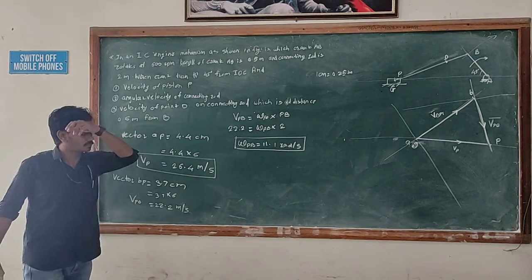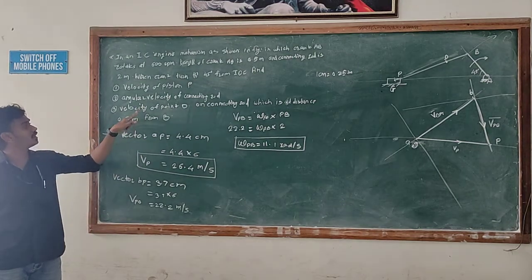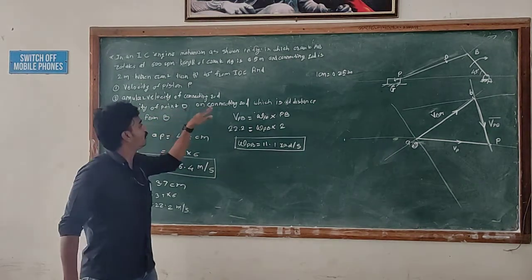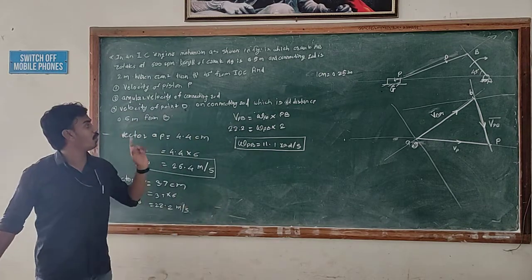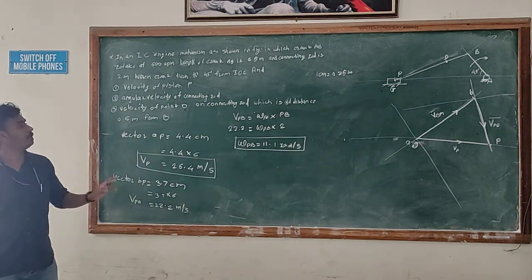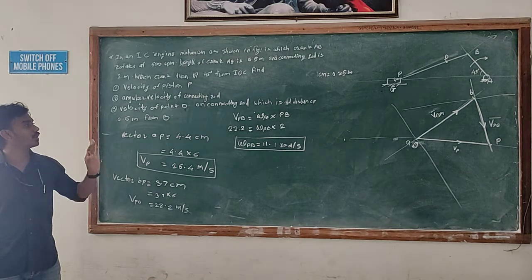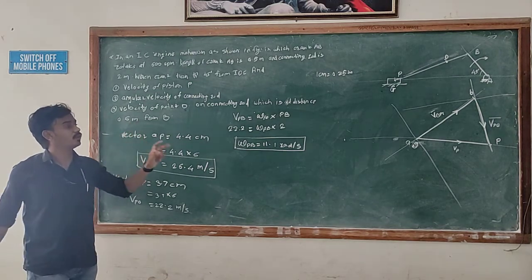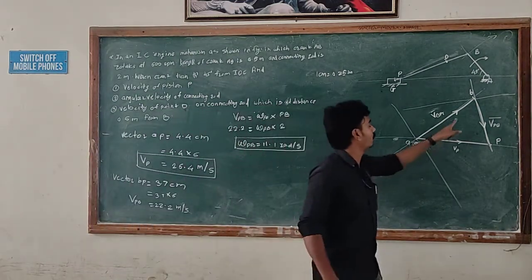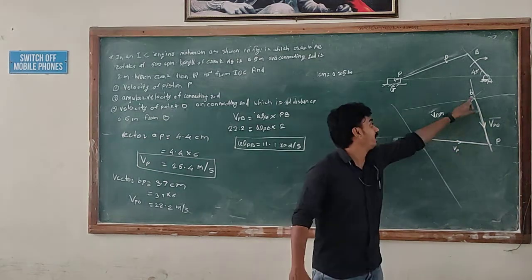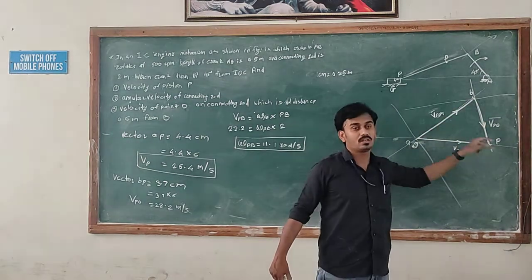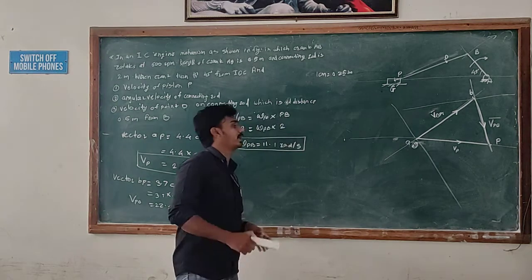Okay. Now we have to find the velocity of the point D on the connecting rod. First of all, we want to locate the point D on this velocity diagram. Where will it appear? It will appear on this one. So first of all, we will locate this.